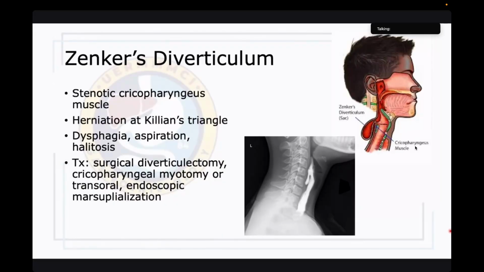The diagnostic modality of choice for esophageal diverticulum is barium swallow. Here you will appreciate the diverticulum in the proximal esophagus, and this is done during the barium swallow. Treatment is by surgical diverticulectomy and cricopharyngeal myotomy or transoral esophageal marsupialization.